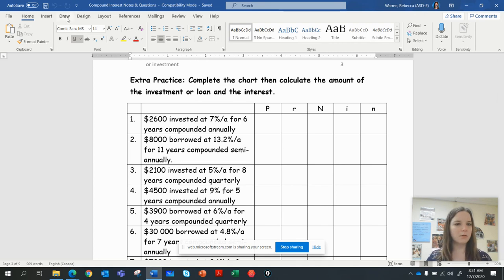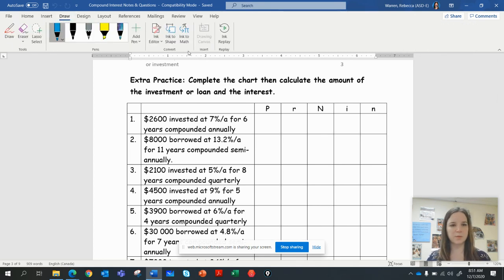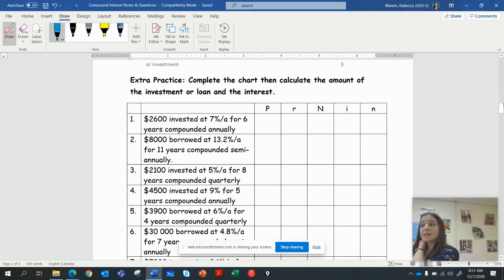Okay, so to quickly review, since we already went over this, it is going to be a pretty quick review. I'm going to do the first two examples on this page, which you may or may not have done for homework. So if you remember, we filled in the chart first, then we plugged it into the formula and solved. So P refers to our principal amount invested or borrowed. This says 2,600 was invested, which makes it our principal amount.